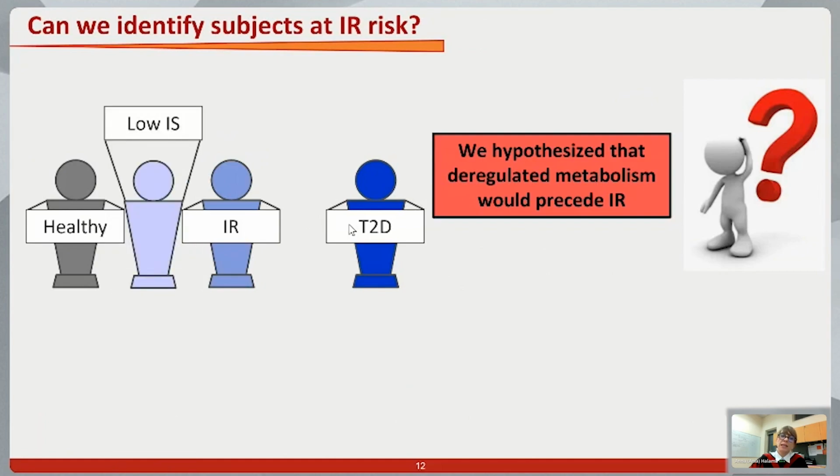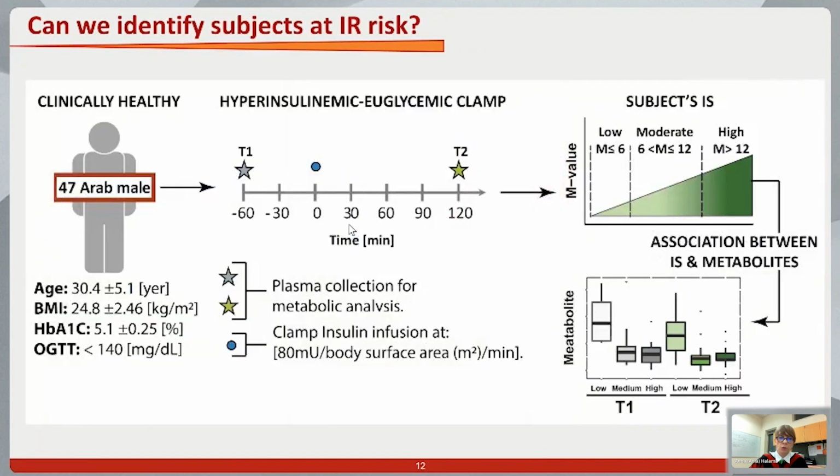So we were thinking about, is there any specific characteristic of the low insulin sensitivity individuals? In order to answer this question, we conducted a study in collaboration with Professor Abu Samra from Hamad Medical Corporation, who was recruiting 47 Arab males. All of them were young. They had normal BMIs, normal HbA1c levels, and normal OGTT. So technically speaking, they were normal, and you would never submit them as patients for a hyperinsulinemic euglycemic clamp.